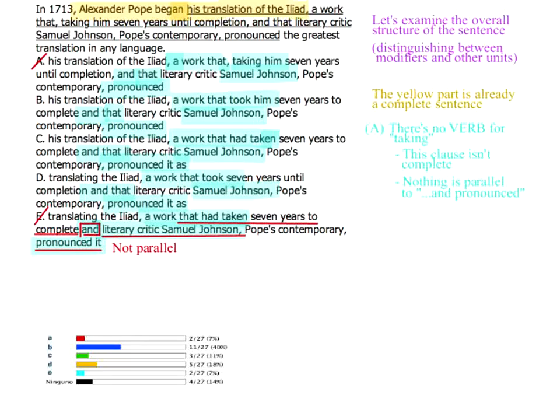Now let's talk about the others. If you look at the others in terms of the overall structure, they seem to be fine, because you have a work that took Pope however long to complete, and that Johnson pronounced some way.